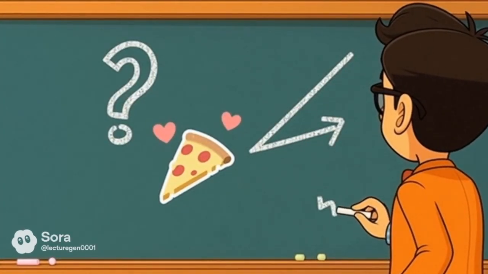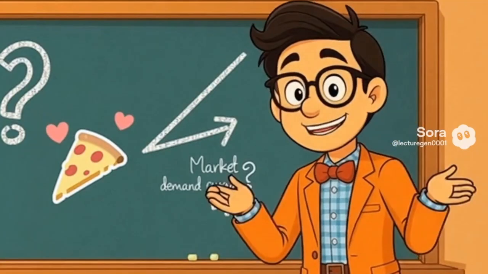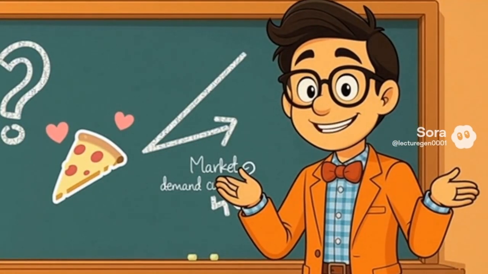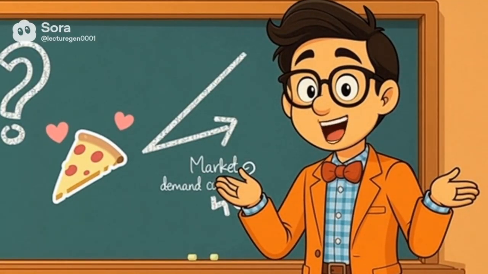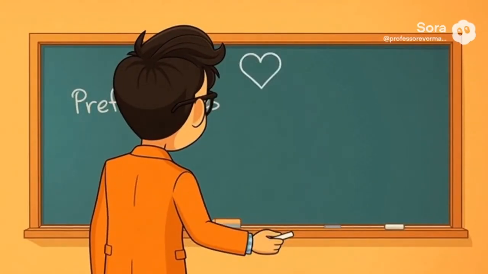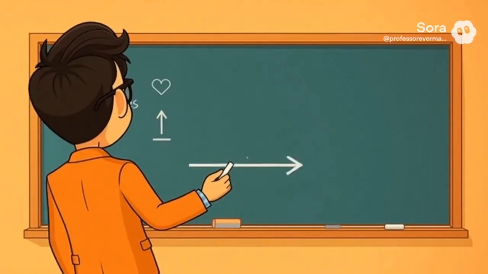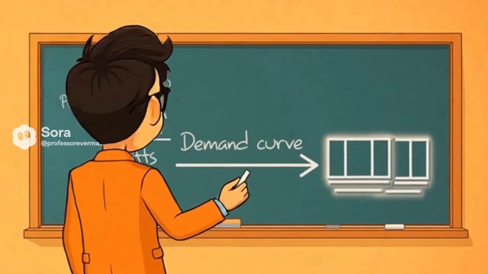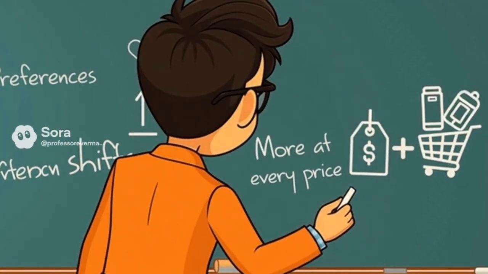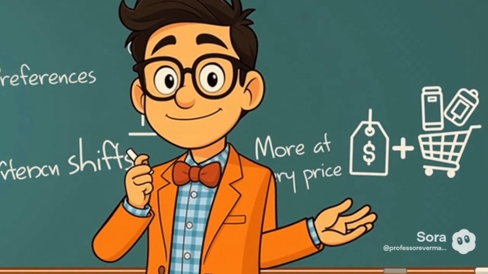Here's a question for you. If everyone in the market suddenly decides they like pizza more, what happens to the market demand curve? When preferences change in favor of a product, the entire demand curve shifts to the right. That means, at every price, consumers want to buy more than before.